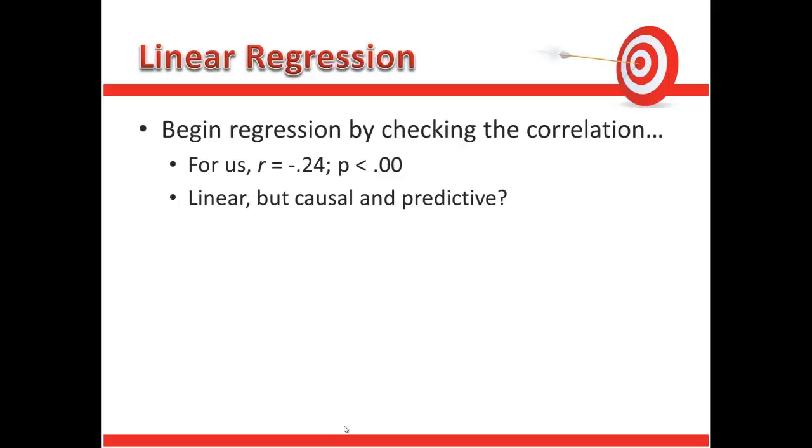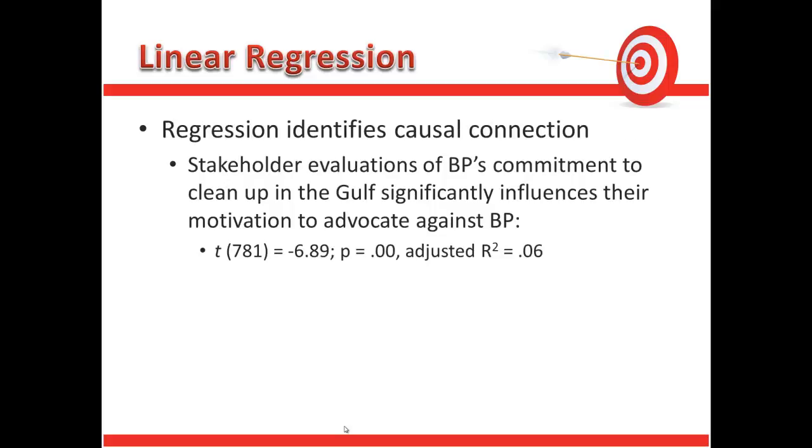As we're running the regression, the first thing that we do is to see if there's a significant relationship between these. Let's say there was, and the correlation was a negative 0.24. So we know these two things are related. But does the belief in BP's commitment predict whether people would protest against the company? That's what we really wanted to know, and that's also why we need to run the regression. So when we run the simple regression, we find that stakeholders' evaluations of BP's commitment to clean up in the Gulf significantly influences their motivation to protest against the company.